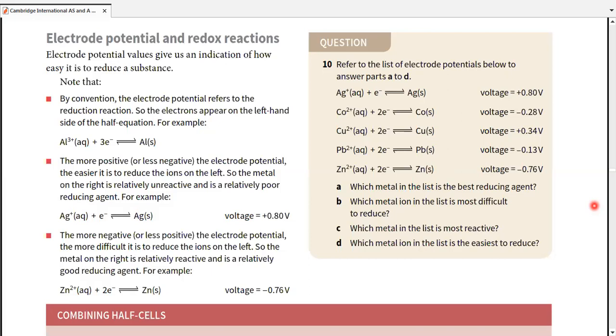So starting with A. Sir, start with D. Okay, let's start with D, starting with Ali. E has no question. So the best reducing agent would be silver.